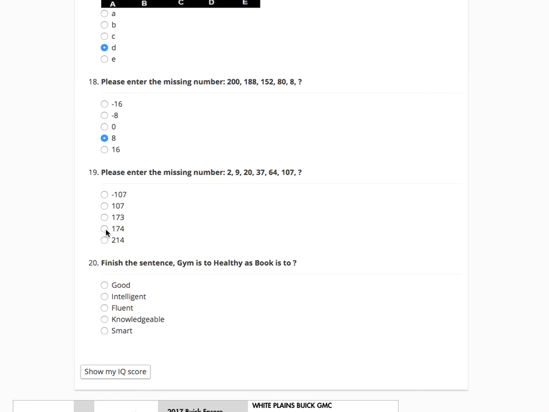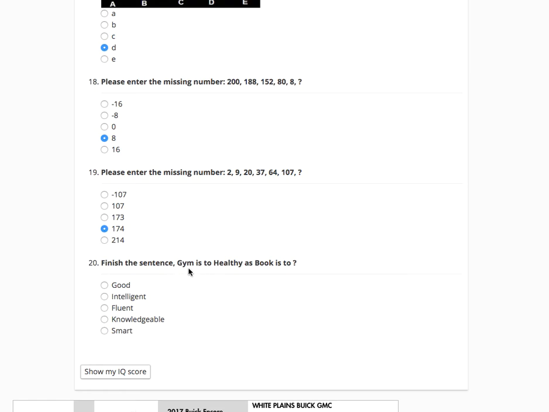Let's see, 107 minus 64, that's going to be 43. No, why did I do 22? It's going to be 24, the difference of the last differences. So 43 plus 24 is going to be 67. All right, so that makes more sense, I think. So 107 plus 67, that's going to be 174. Bingo, I got it. Finish the sentence: Jim is too healthy as book is too.